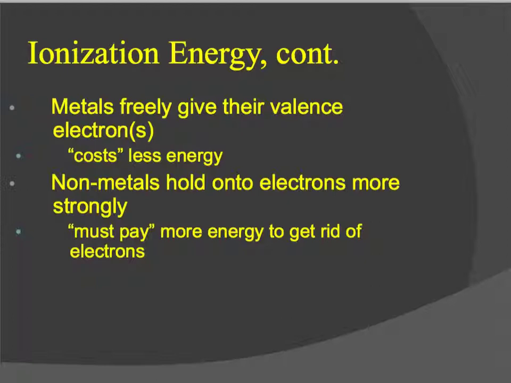In general, when we're talking about ionization energy, our metals, our positive ions, cations, freely give their valence electrons. So it costs them less energy to give away those electrons. They want to give them away. Nonmetals are negative anions. They like to hold on to their electrons more strongly. So we would say that the cost for losing those electrons is higher. They have to pay more in a way. So if you think of ionization energy as money, the metals you have to pay less to lose them. The nonmetals you have to pay more to lose them.